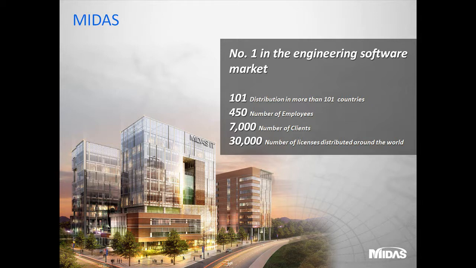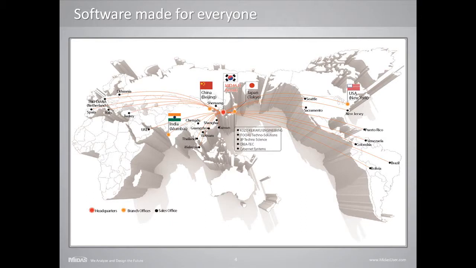Midas is the number one in the engineering software market. Right now, it has distribution in more than 101 countries around the world, and we have around 450 employees around the entire world. We've been very successful in the distribution of licenses. We've distributed more than 30,000 licenses around the world.